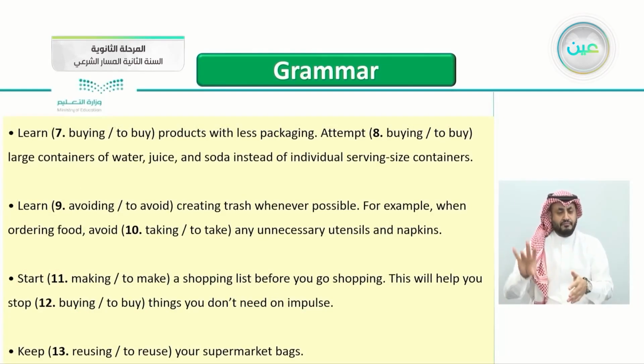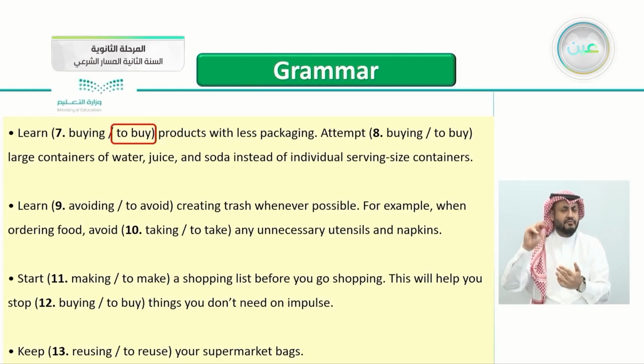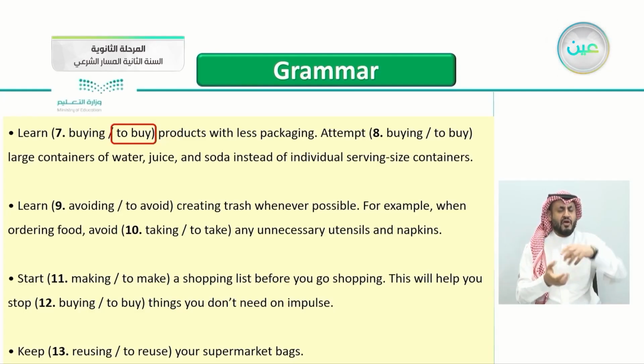Number 7 here, learn buying or to buy products with less packaging. So, learn to buy products with less packaging. Attempt buying or to buy large containers of water, juice, and soda instead of individual serving size containers. So the verb attempt, does it come before the gerund or the infinitive? It comes, of course, before the infinitive.